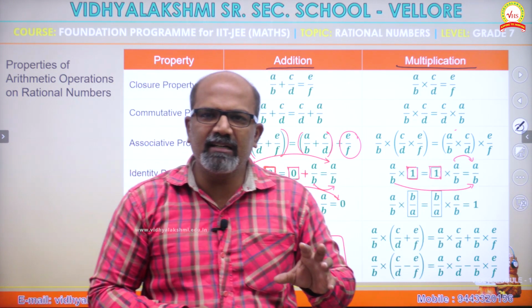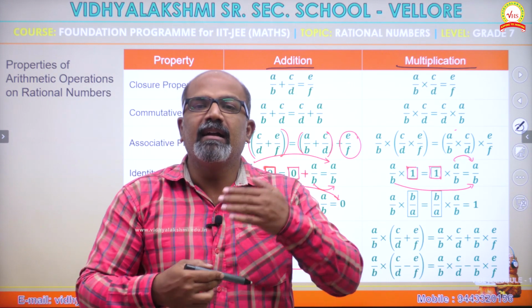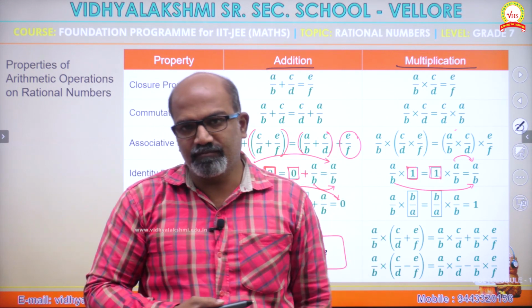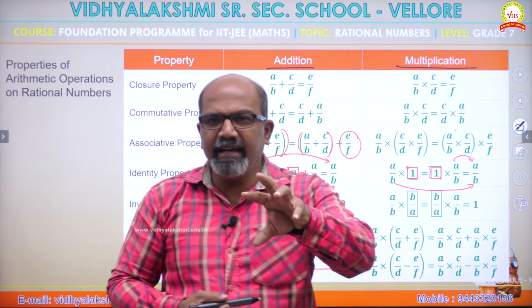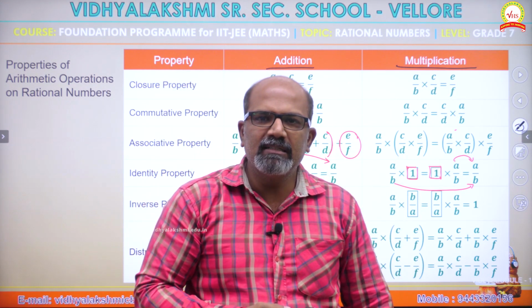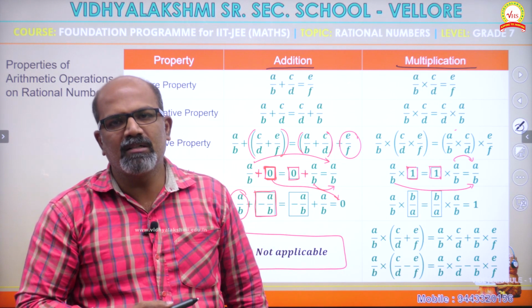If you take any number, the additive inverse is nothing but the negative of the given number. That is the number with the opposite sign. If you are taking 2, then minus 2. If you are taking minus 2, then plus 2 is the additive inverse. Understand?